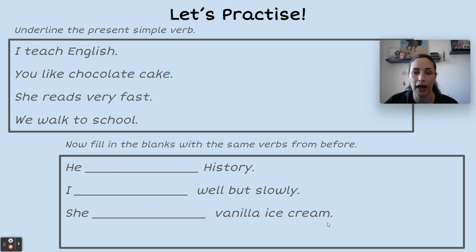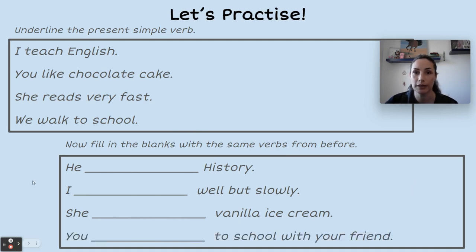She, vanilla ice cream. That's food, right? So one of these sentences up here has something to do with food too. And last but not least, you, to school with your friend. Same thing. If you look at the first four sentences, I think you'll be able to find which verb you're going to use in this last one.